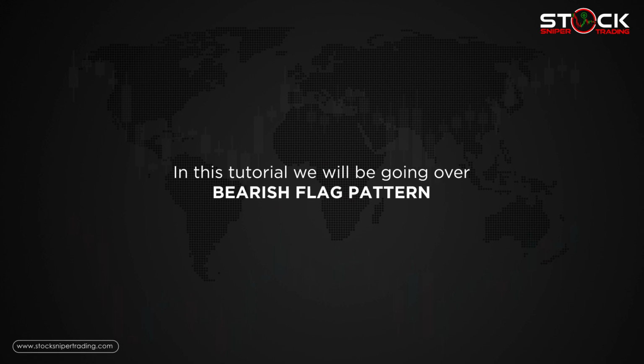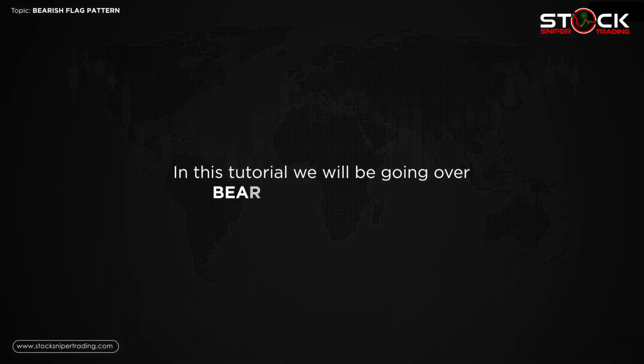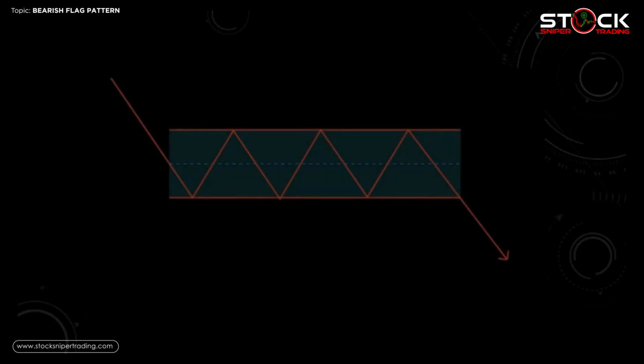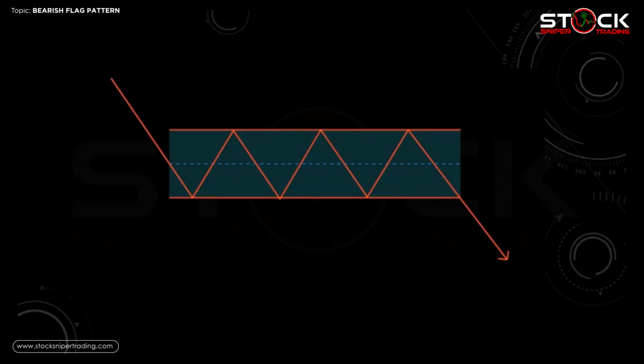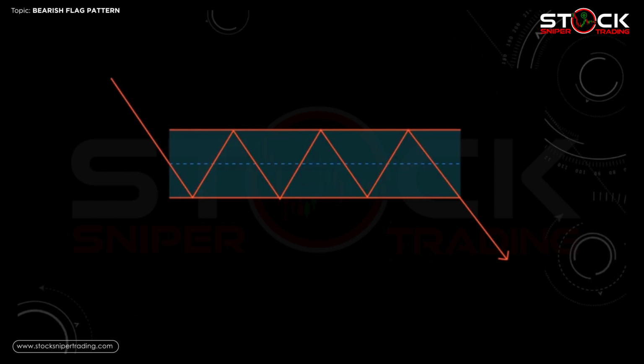Welcome to Stock Sniper Trading. In today's tutorial, we will be going over the bearish flag pattern, which is another continuation pattern. A bearish flag pattern can be identified often on charts that occur in a strong downtrend. They are called flag patterns because they resemble a flag on a pole seen on charts, and can be called bearish flags depending on the downtrend.